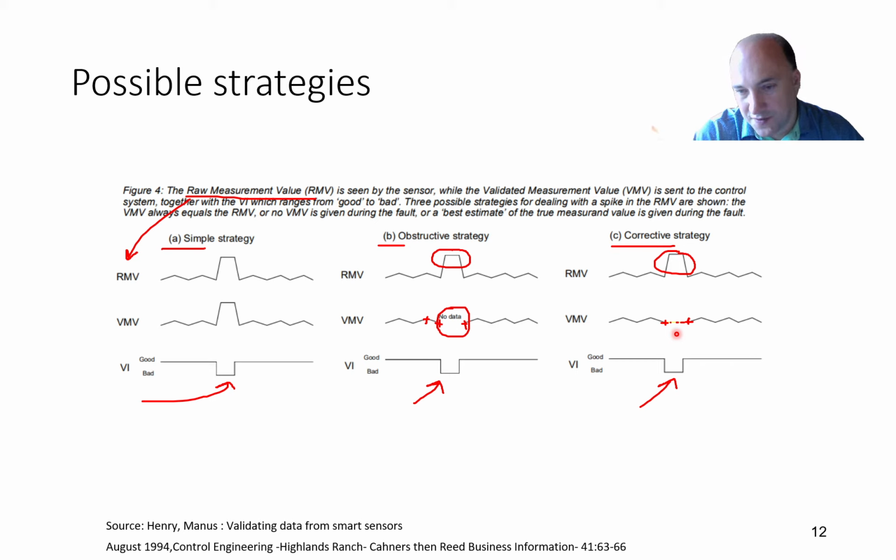And basically the third possibility is that I will detect my problem here, I will correct it somehow. So for example, here I will just take the last sample that was correct, and I will use it until I have correct data again. And at the same time I will have this signal that signals me that there's something wrong with my data.